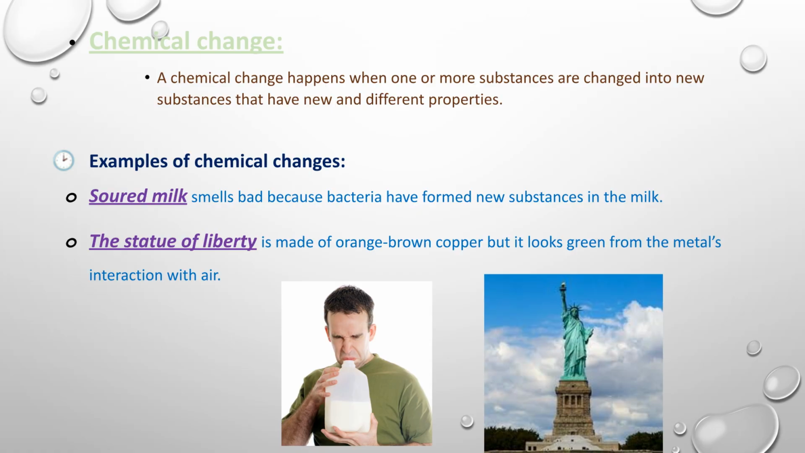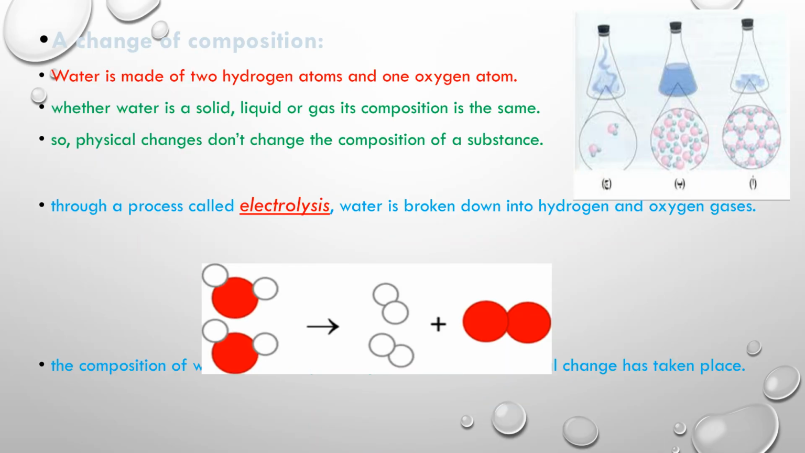A chemical change occurs when substances are transformed into new substances with new and different properties. Examples include milk souring due to bacterial action, or a copper statue turning green from interaction with air. Physical changes don't alter a substance's composition, like water remaining H2O in solid, liquid, or gas forms. However, electrolysis, a chemical change, breaks water into hydrogen and oxygen gases, changing its composition.